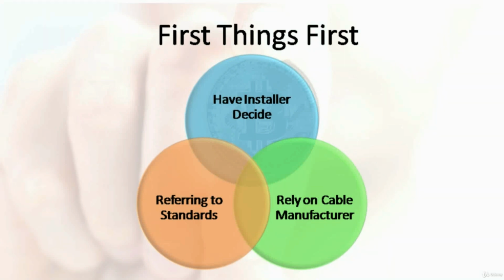The very first thing to do is to consider which standard philosophy you want to stick to in the design or procurement of a cabling scheme. There are three paths that you can follow, and they are: first, defining the cable grade that you need and just having the installer sort it out. The second path is to rely on the cable manufacturer to know what is best for your needs. And finally, the third path is to refer to one or a combination of industry standards.